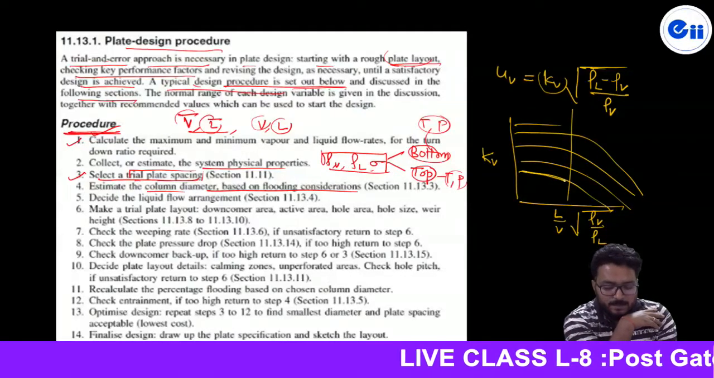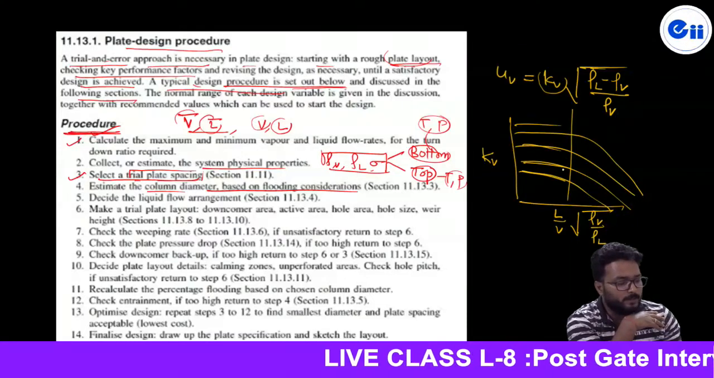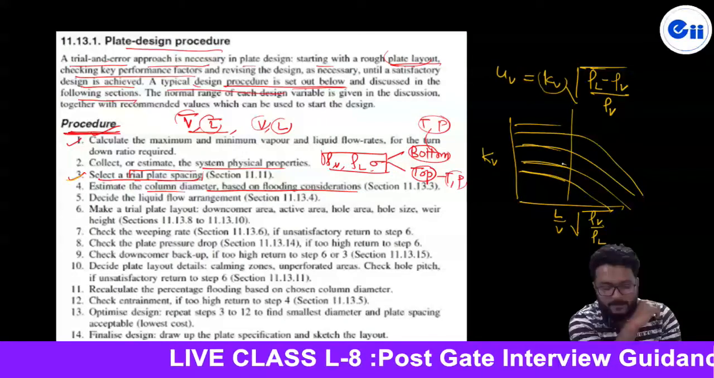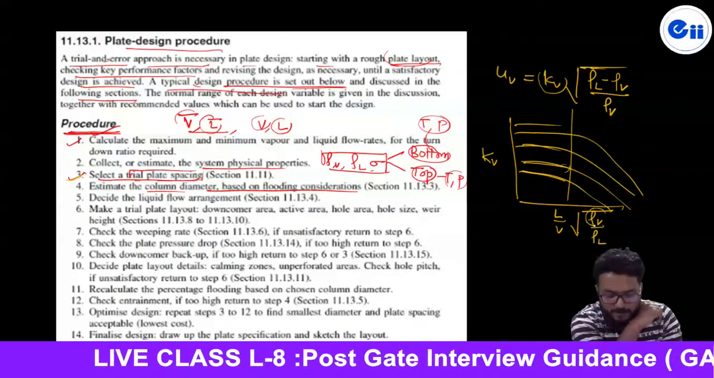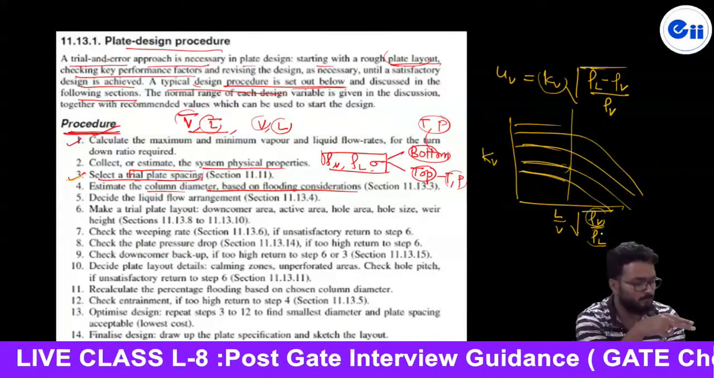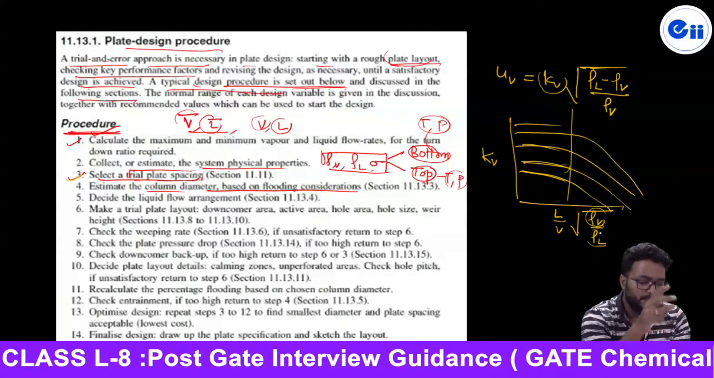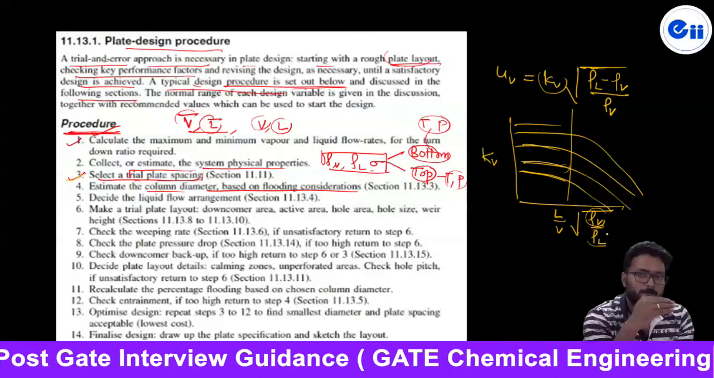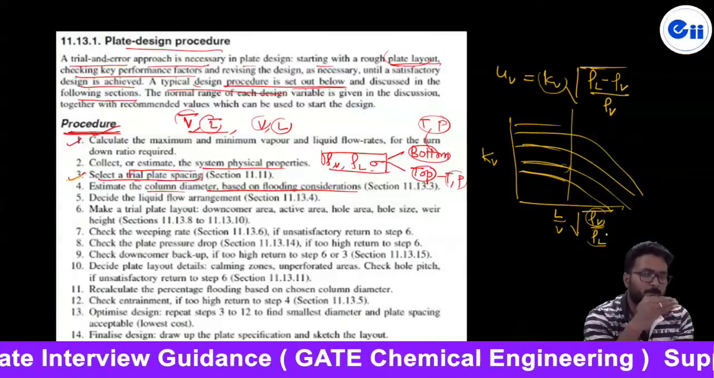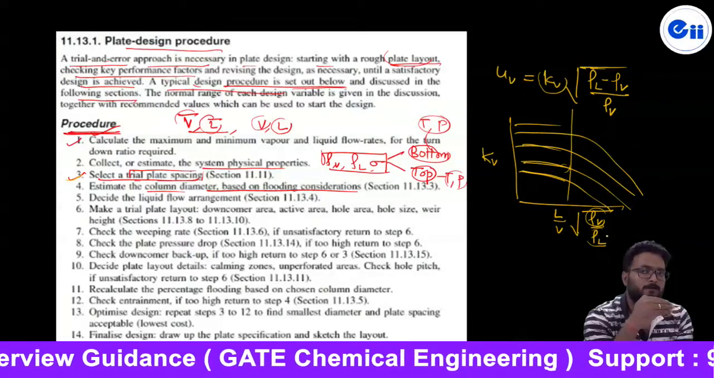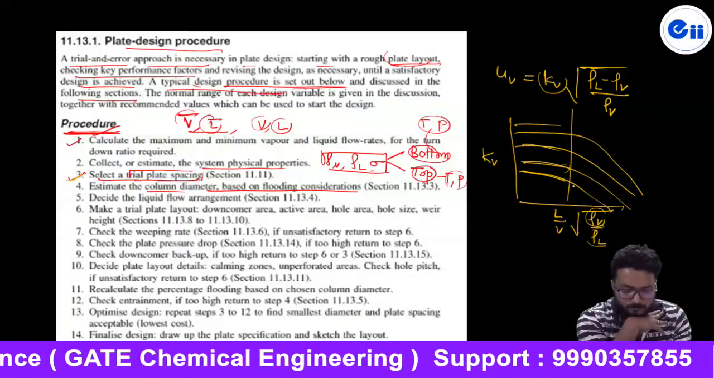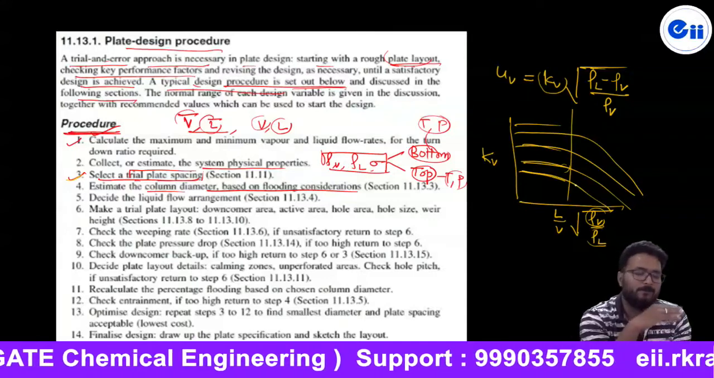Now, this parameter is plate spacing. Already in the third step we have assumed the plate spacing, and we have already calculated the physical properties rho L and rho V, as I told you in the second step. Very important thing: everything is here in a very proper way, and this is the procedure we should follow during the design of the plate.